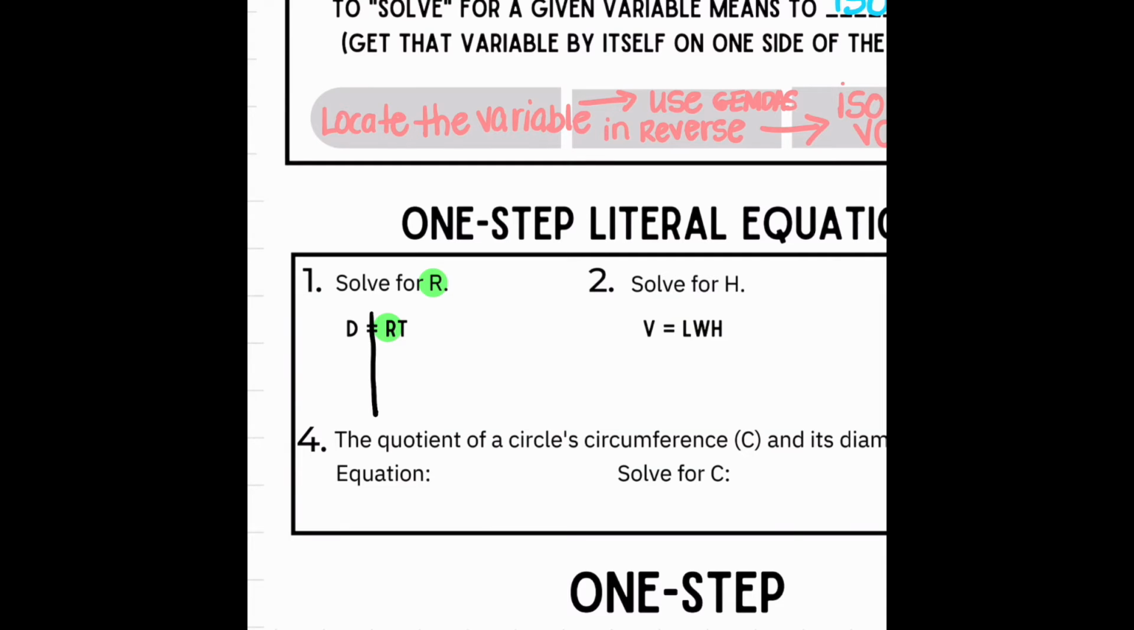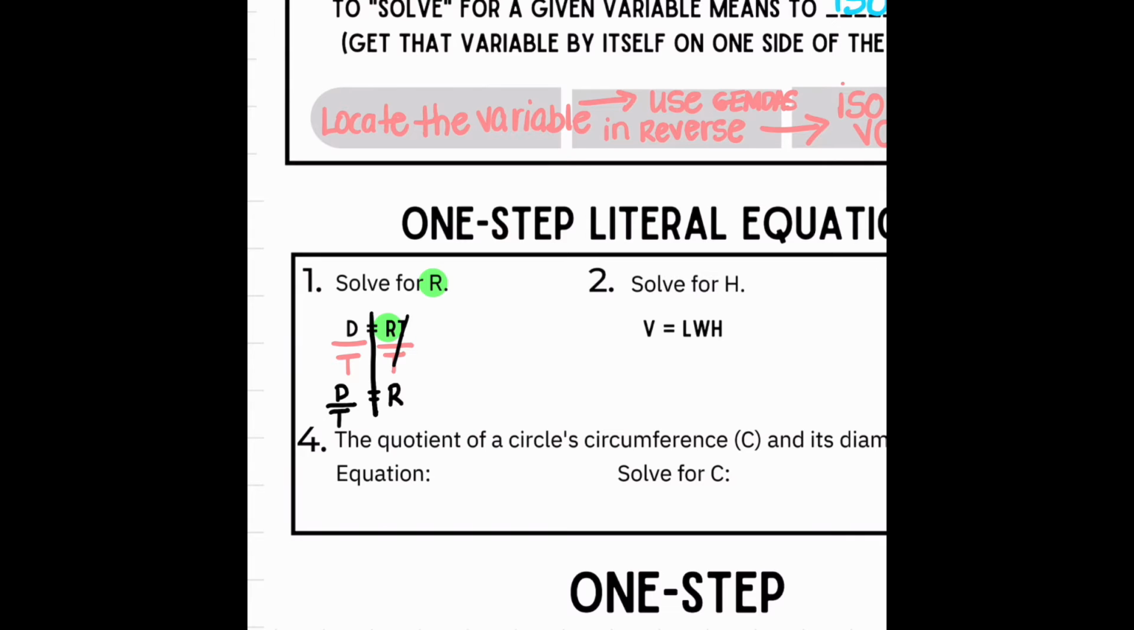If I want to move the T over, because that's what's going to get the R by itself, R times T, we're going to do the inverse, which is dividing by T. So I'm going to divide by T on both sides. That helps me eliminate the T on the right side. So now R equals D divided by T.